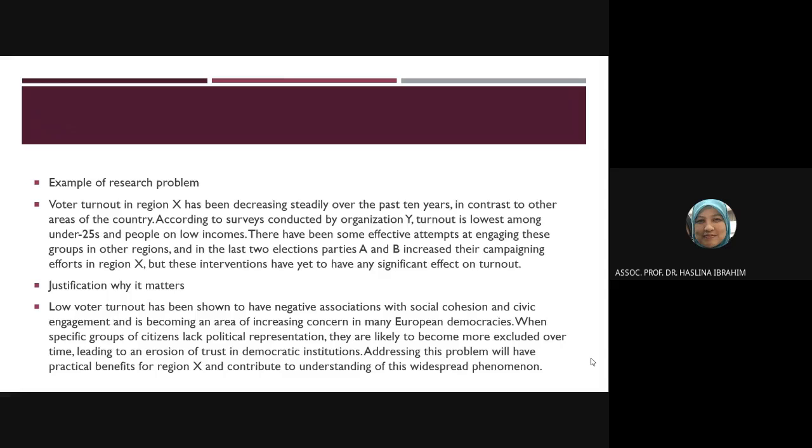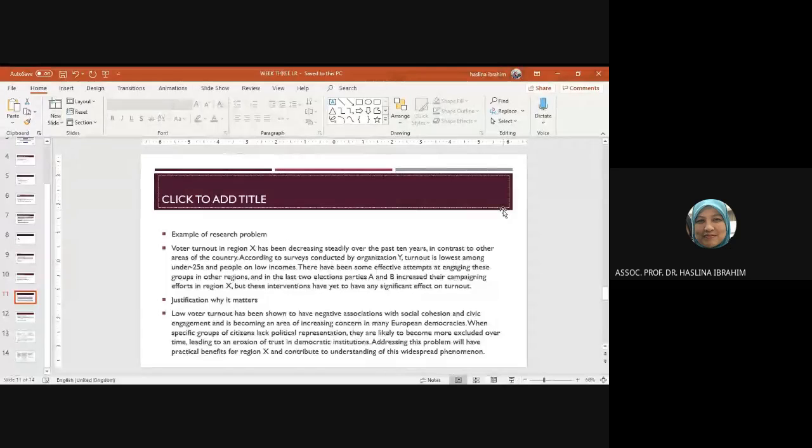They don't care who becomes the political representation, and you find that these people will be more and more exclusive in the society. They will not get involved in nation building. Addressing these problems will have practical benefits for Region X and contribute to understanding of this widespread phenomenon.